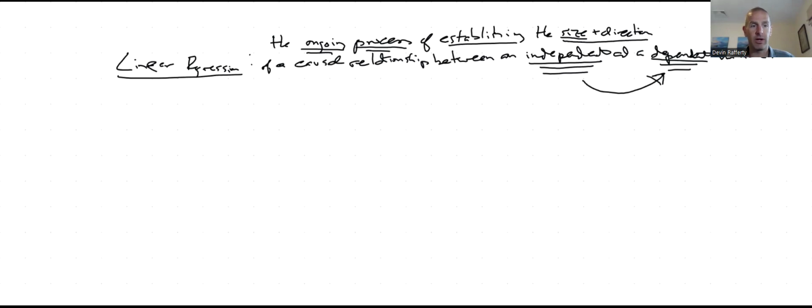and the direction, right? Direction just means when one goes up, does the other go down? Or when one goes up, does the other go up? If one goes down, does the other go down? So we're looking at the size, how much one impacts the other, and the direction. Vice versa. We're looking at the direction of causality, right? We're going to look at the causal relationship. In other words, how much does this independent variable impact a dependent variable?